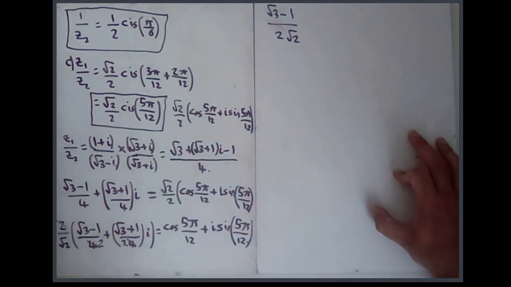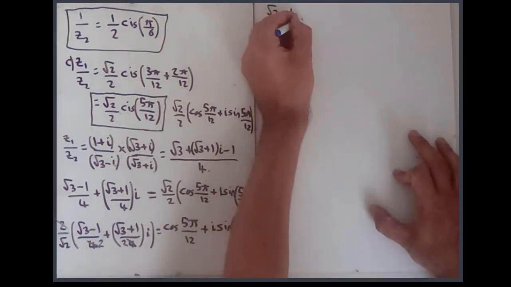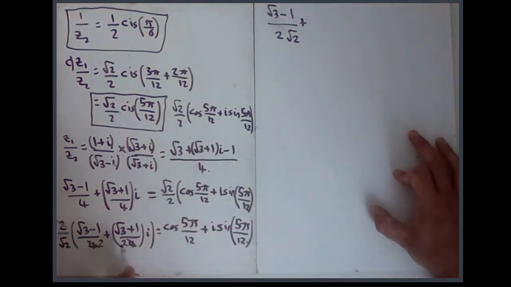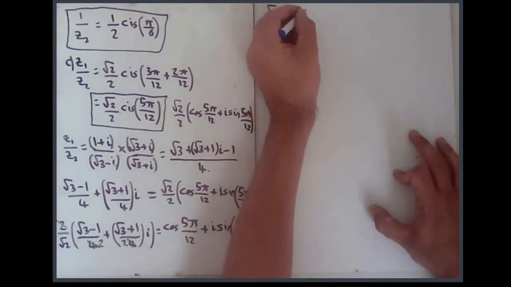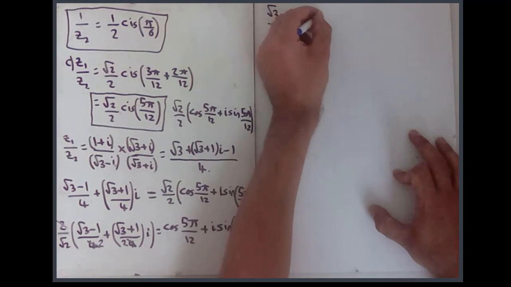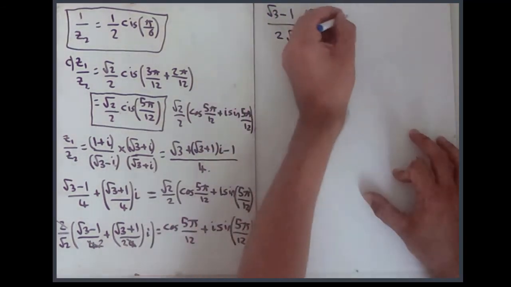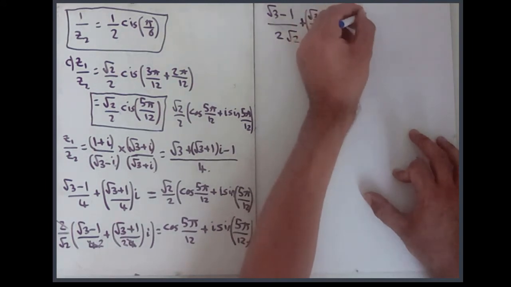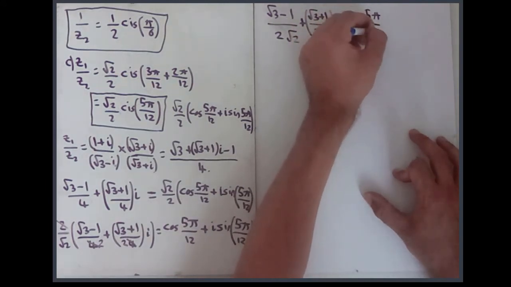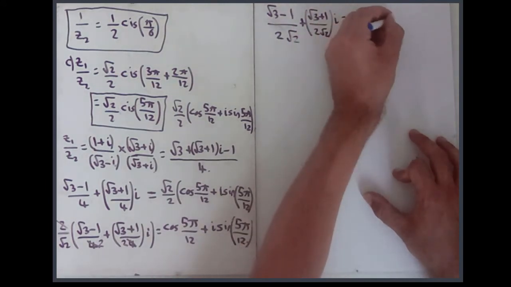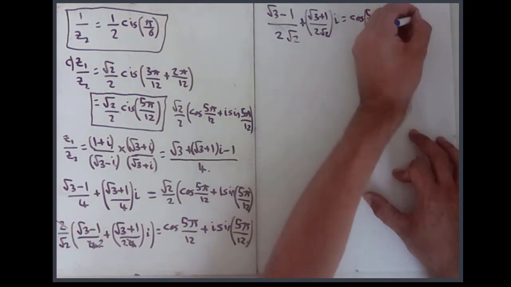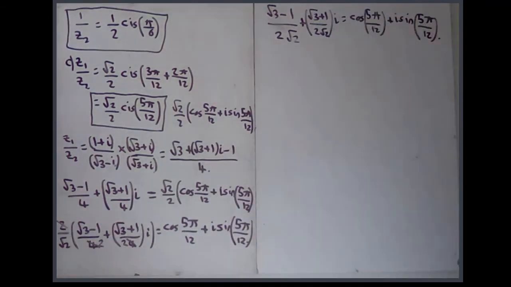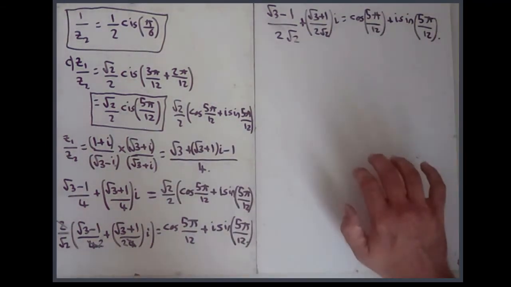that's the real part on the left hand side, plus root 3 plus 1 over 2 root 2 i, so that's the left hand side, equals cos 5 pi by 12 plus i sine 5 pi by 12. I am going to rationalize this left hand side before we equate real and imaginary parts.